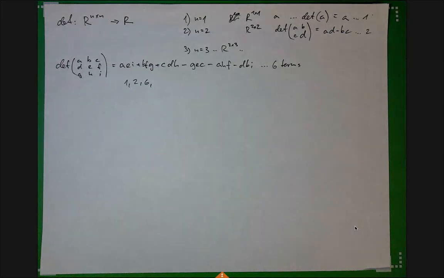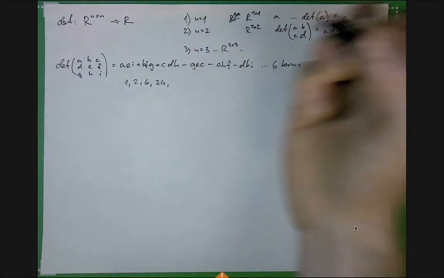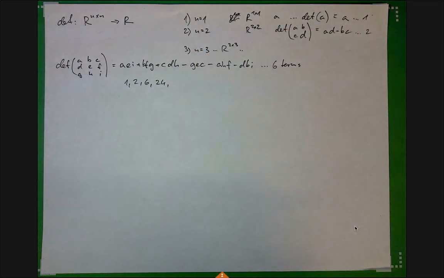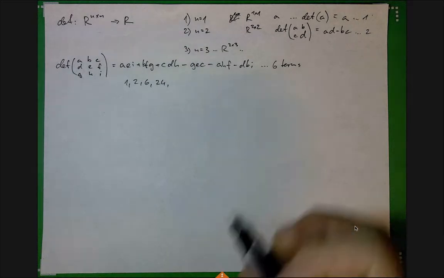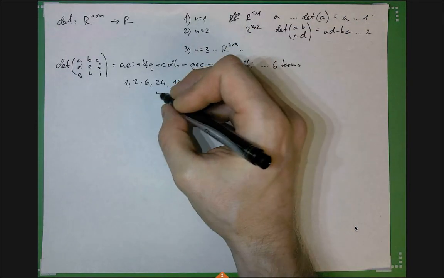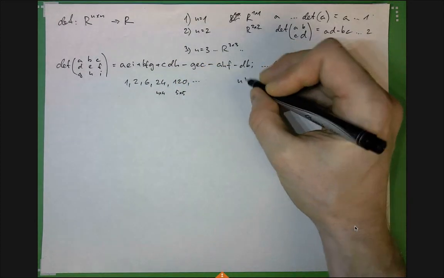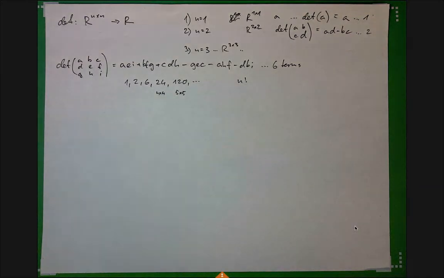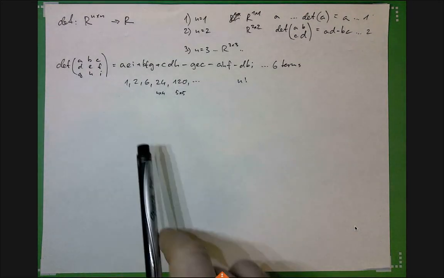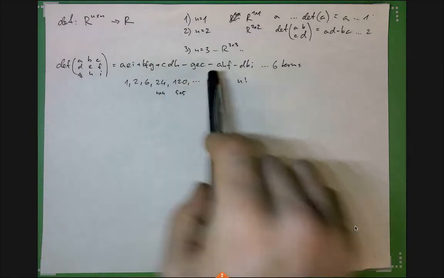Yeah? That's right. The next one. Does everybody see a pattern there? The next one would be 120. So this would be for a 4 by 4 matrix, and this would be for a 5 by 5 matrix. So this is n factorial. N factorial terms.